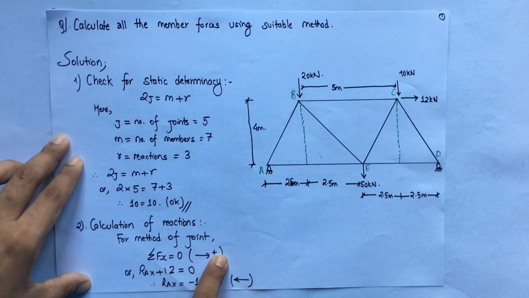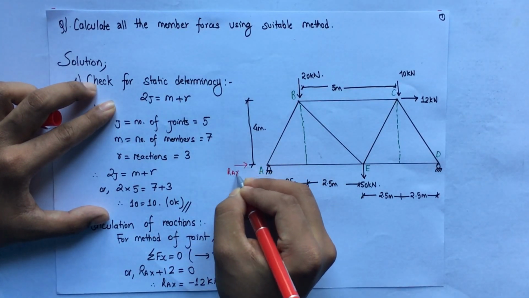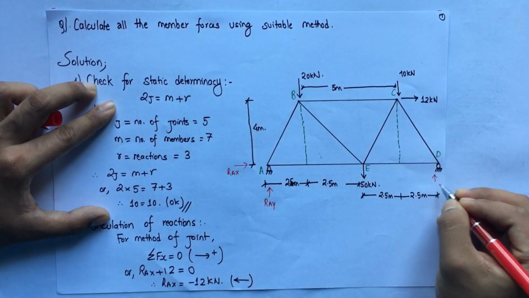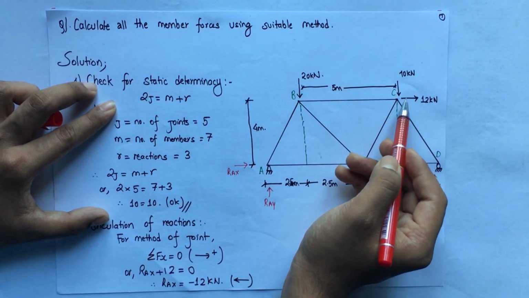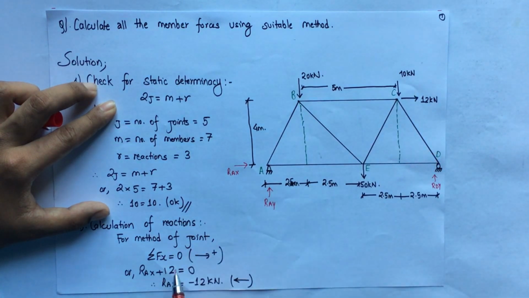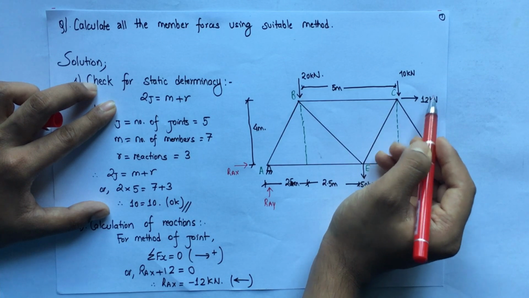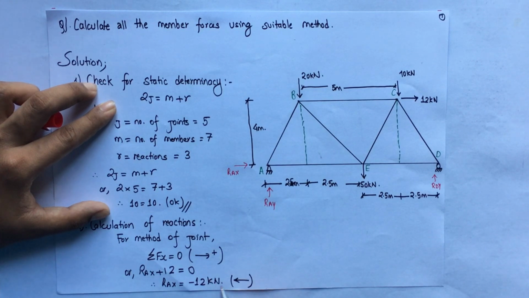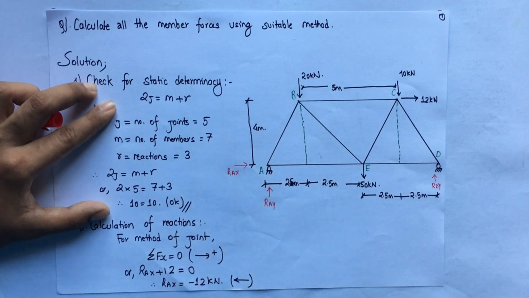So let's assume RAx in this direction, RAy, and similarly RDy. RAx acts left to right. Similarly we have another horizontal force of 12 kilonewton acting in this direction, so plus 12 is equal to 0. Finally we get RAx equal to minus 12 kilonewton. So it is obvious that the 12 kilonewton force is acting in one direction, so to balance it the reaction will develop in the right to left direction. Minus 12 kilonewton means the direction assumed is incorrect, so the force will act in the opposite direction.